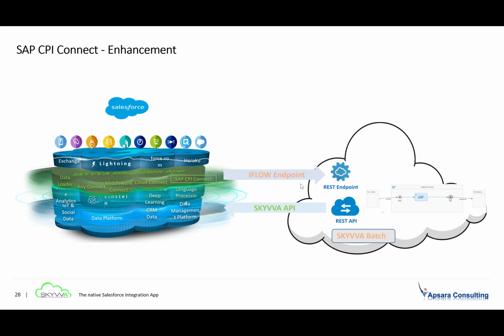Let's see what we have enhanced for the CPI adapter. For the CPI adapter, we supported one mode only at the moment. You can do a real-time integration between CPI and Salesforce, bidirectional. Now we have added a batch mode, so that you can handle more than 200 records per API call. So you can send 1,000 or 10,000 records.